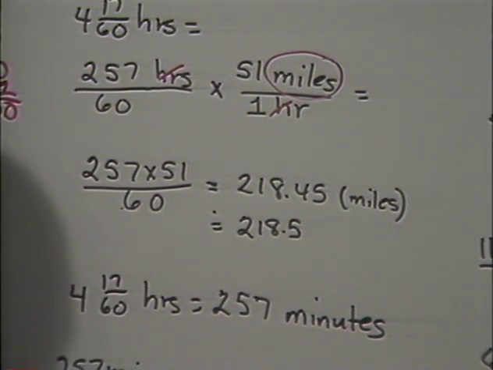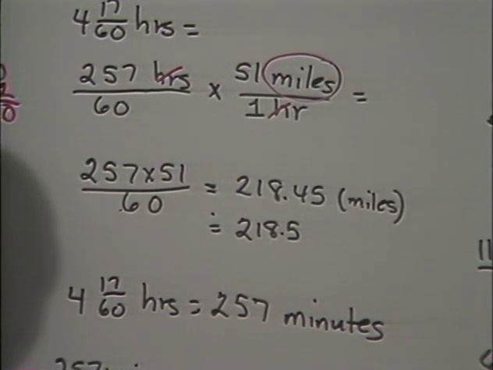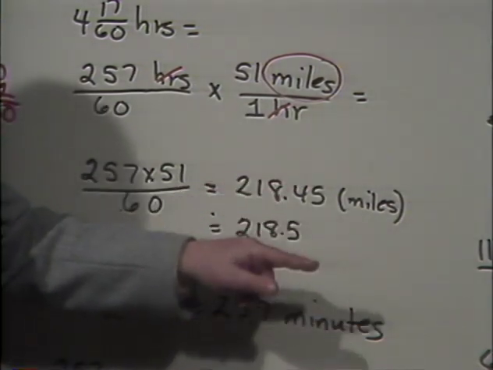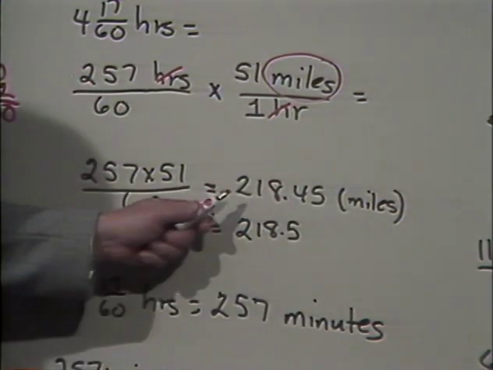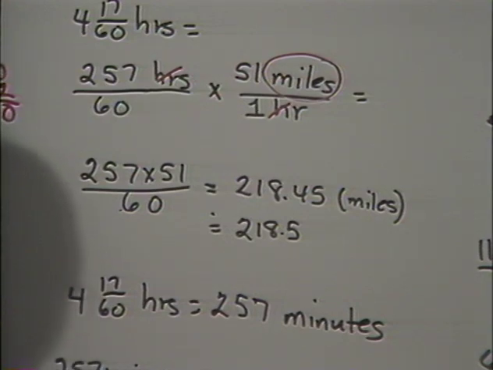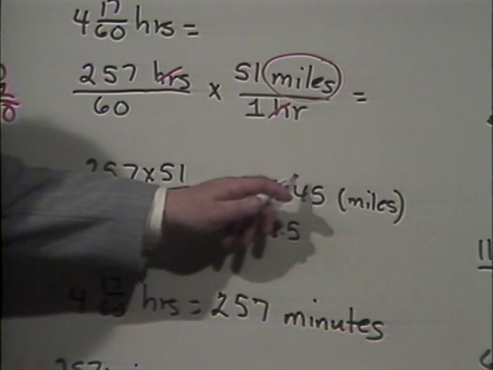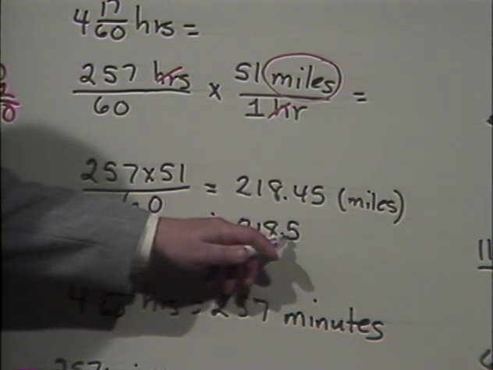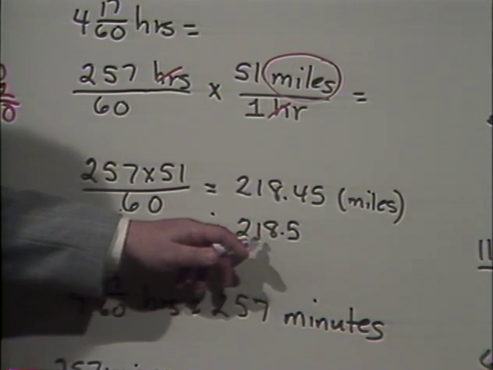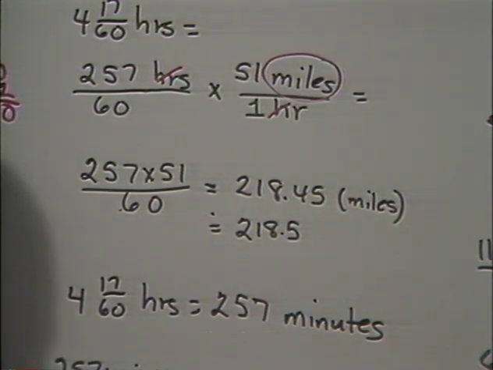Remember again, the calculator won't give me the label. I've got to supply that myself. I've seen people put down hours here. I've seen them put down dollars. The answer is what? 218.45 miles, rounded off to the nearest tenth. Well, you could drop the 5 here, or you could add it on. Either 218.4 or 218.5 miles would be acceptable answers here.